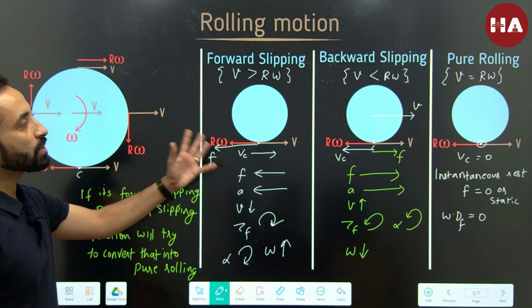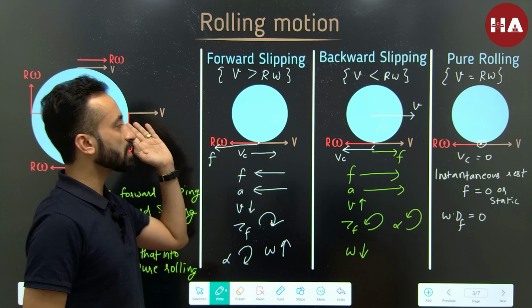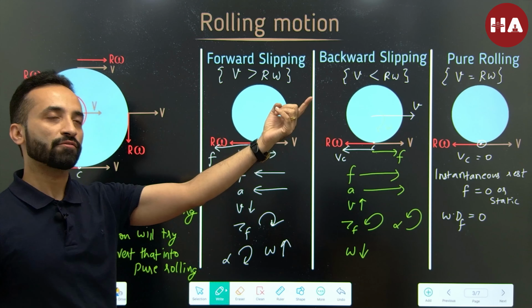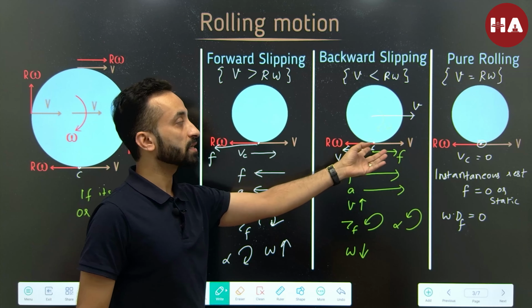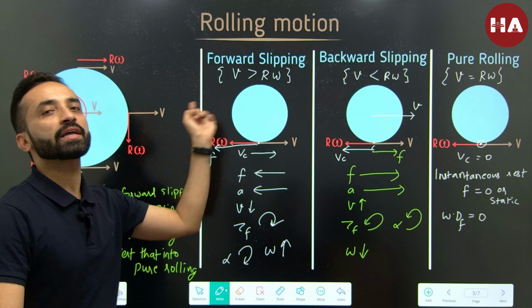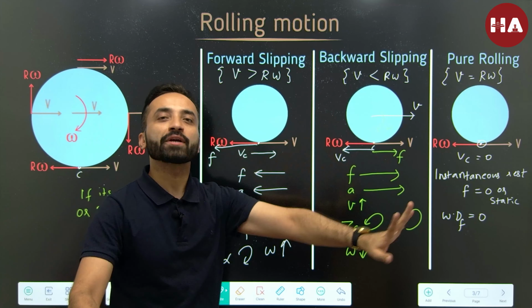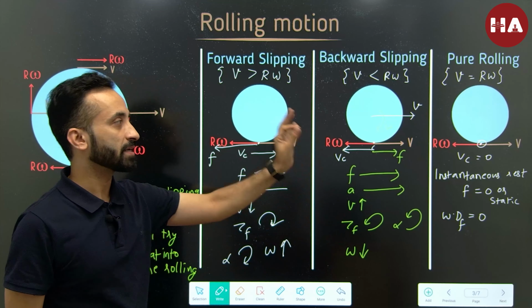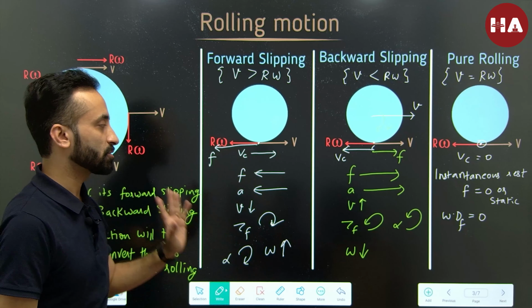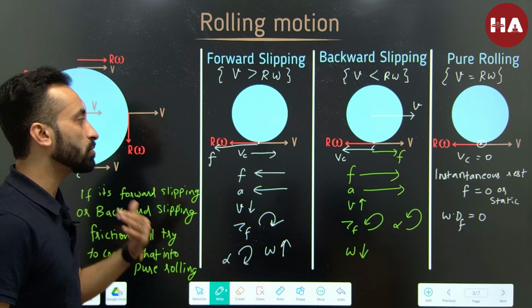Okay, so are you understanding? In this case, point C is slipping forward, that is in the direction of motion of the object. In this, the point C is slipping opposite to the direction of motion, and in this, point C is not slipping, it is at instantaneous rest. So these are the three cases. You copy this down, then we move forward.